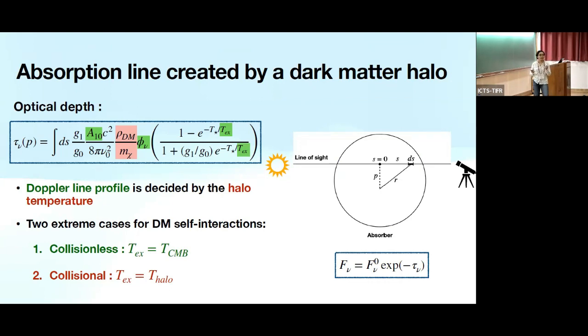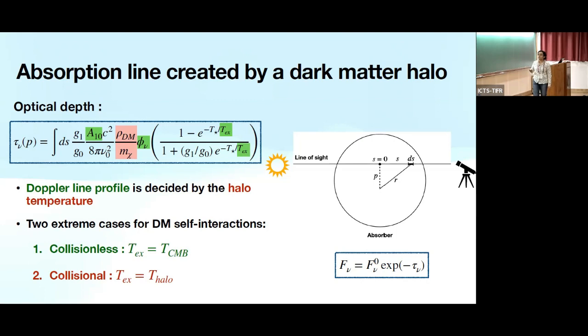So if we have a quasar at a high redshift, and there is a dark matter halo on its way, which is intersected at an impact parameter P, then all the dark matter particles along this line of sight can absorb photons from the quasar. That is expressed in terms of optical depth. It is proportional to the coupling of dark matter to photons, the number density of dark matter particles along the way, the excitation temperature, which decides the population of dark matter particles in the two states, and also the Doppler line profile.